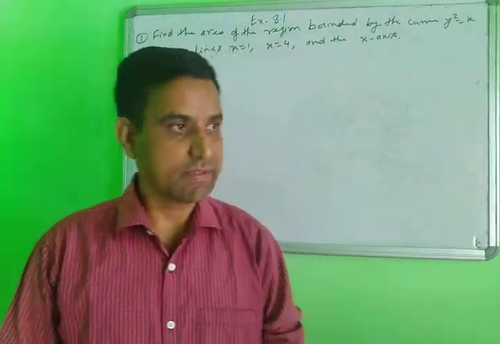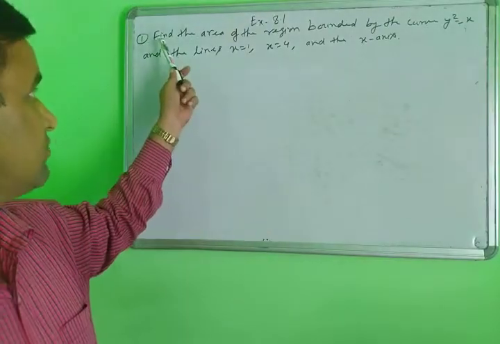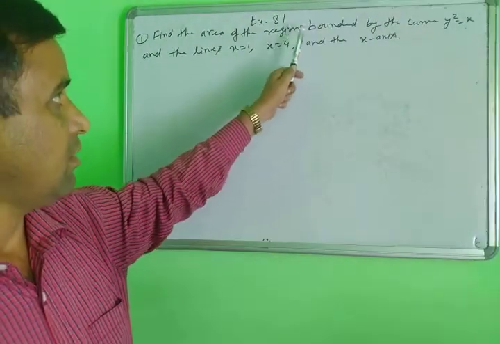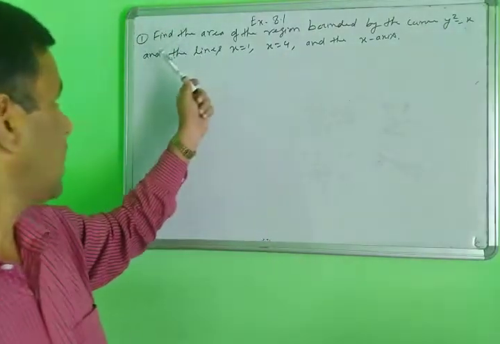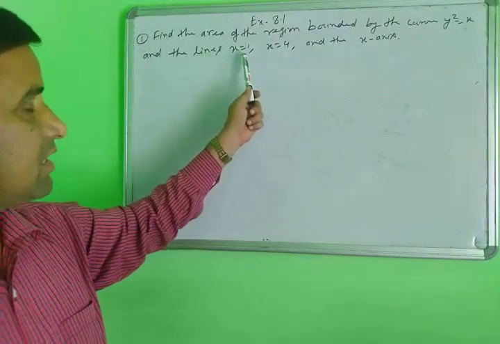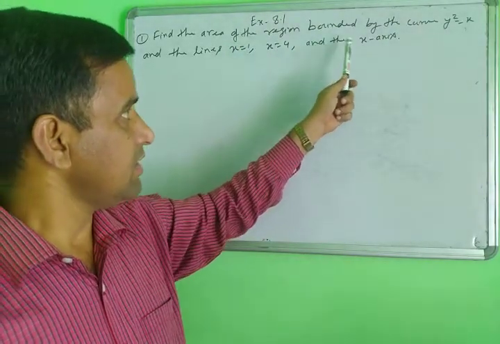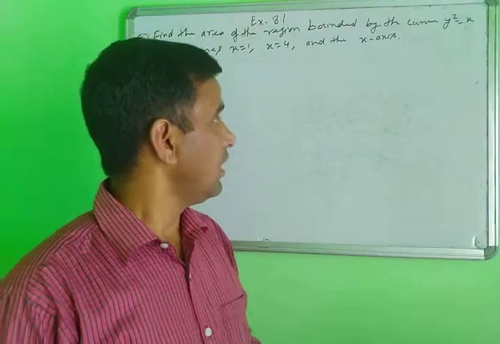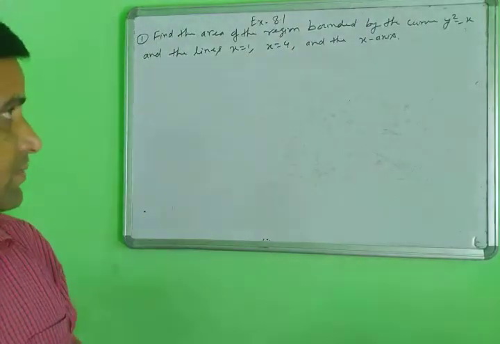Yes, class. Next question. I am taking the first question here. Find the area of the region bounded by the curve y square equal to x, and the lines x equal to 1 to x equal to 4, and the x-axis. So how to find the area of this?